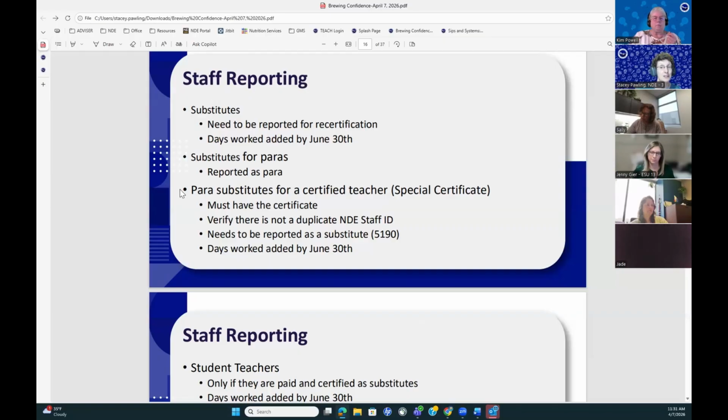When you look for this, we have found that they might have a duplicate NDE staff ID. If you find that the certificate has a different ID number on it than what you're reporting for a para, then you need to submit a ticket to the NDE service desk, because that means they have a duplicate ID and we need to resolve that issue. And then they need to be reported as a substitute, and their days worked will need to be added by June 30th.